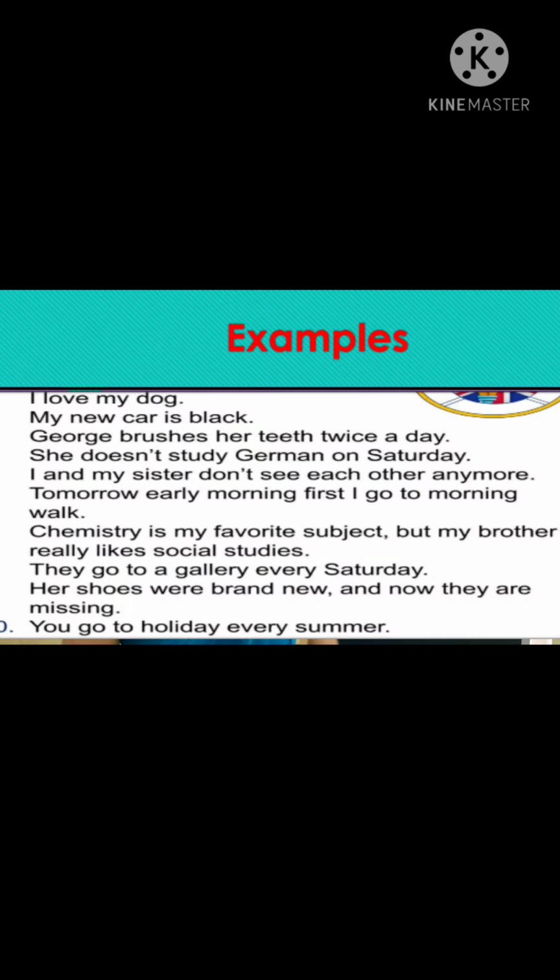Okay students, now let us see a few examples of assertive sentences. I love my dog. My new car is black. George brushes his teeth twice a day. She doesn't study German on Saturday. I and my sister don't see each other anymore. Tomorrow early morning, first I go to morning walk.